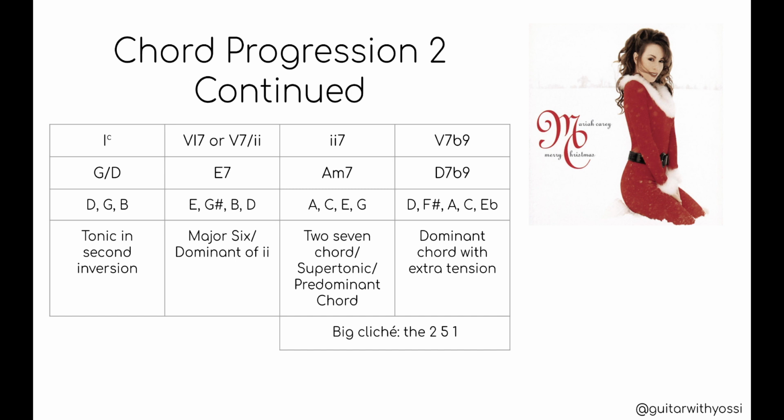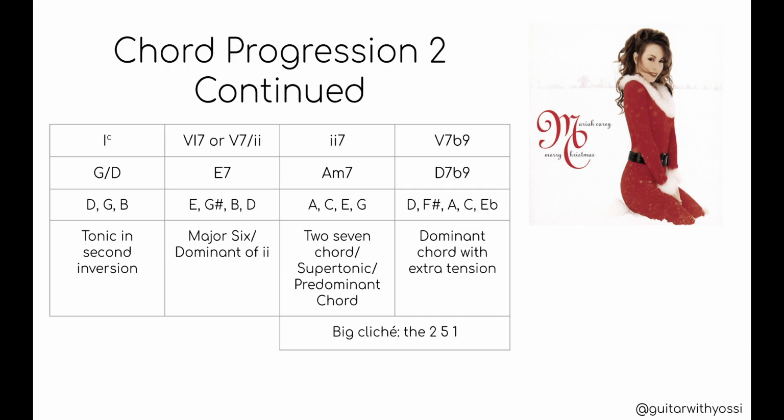So now we have this E7 chord. Anytime that we see a seventh chord that seems out of the key, the first thing that you should look for is whether it resolves to another chord. So that E7, it seems to go to A minor 7.